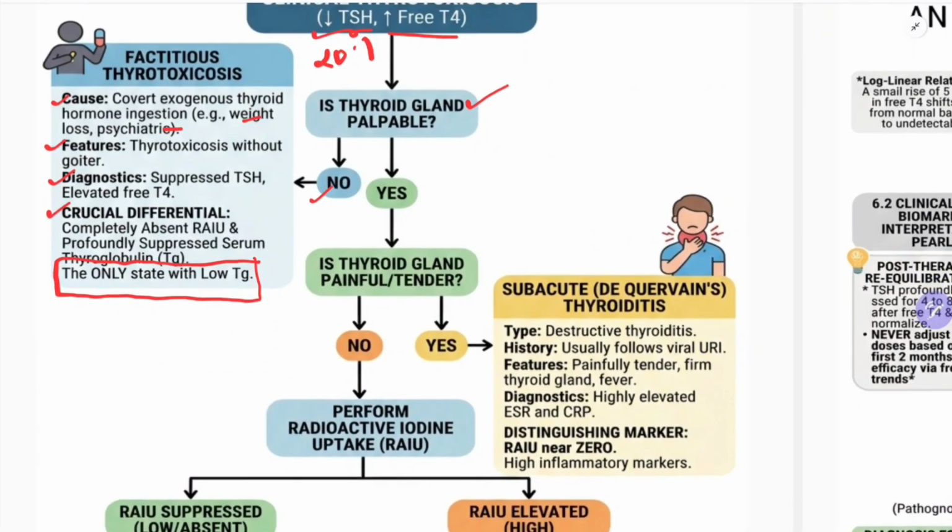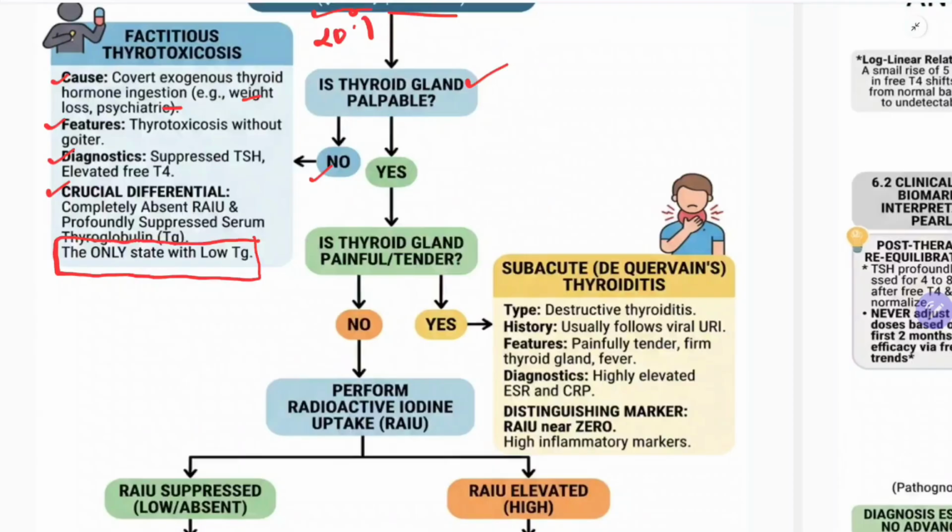Now if the thyroid gland is palpable, now you will see the enlarged thyroid gland, whether it is tender or not. Now if it is painful, then most likely the diagnosis is subacute de Quervain thyroiditis. So it is a destructive thyroiditis. There will be history of viral upper respiratory tract infection usually. There will be painful, tender, firm thyroid gland associated with fever, and in diagnostics, highly elevated ESR and CRP. Distinguishing marker is radioactive iodine uptake, again it is 0, and there will be high inflammatory markers.